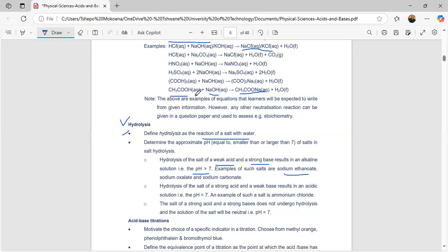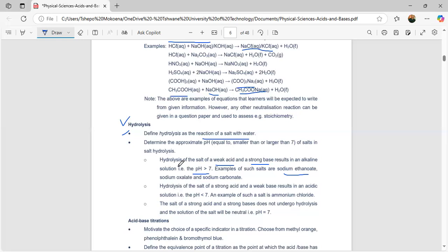And you can see that this ethanoic acid, this is a carboxylic acid. This ethanoic acid is a weak acid, and sodium hydroxide is a strong base. So, like I said, a weak acid and a strong base form an alkaline solution. Alkaline solution meaning it is a basic solution. So examples of those salts are sodium ethanoate, and then we also have sodium oxalate from oxalic acid, right?